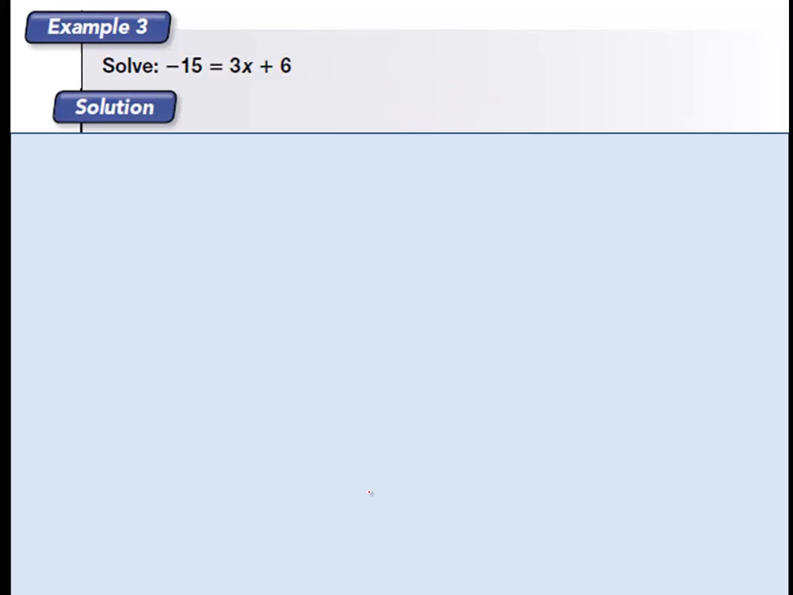Same thing. They've just mixed it up a little bit. Don't let it confuse you. Don't let it mess you up. Pause this. See if you can do it yourself. Okay. Here we go. We're going to go ahead and save this for last.